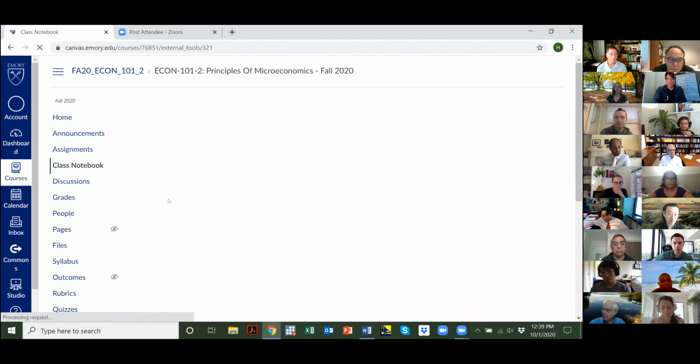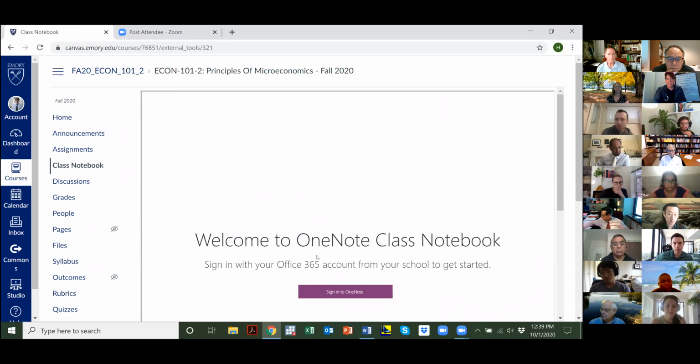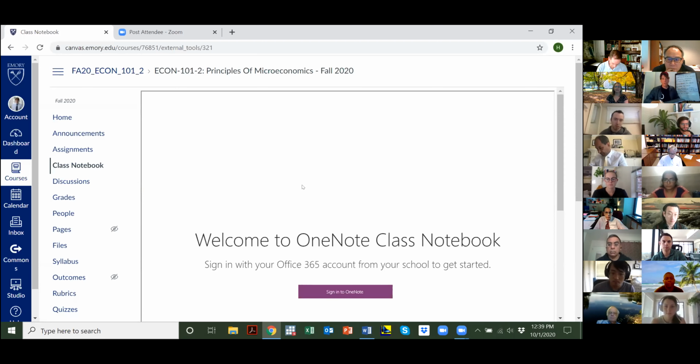And in the Class Notebook, when students log in, they sign in to their Emory Microsoft OneNote account using their Emory ID and password. And then they go into a folder and they see my notes. As I write them, they're instantaneously updated for all students who can access them at any time during Canvas. And this is a really nice feature of integration between MS OneNote and Canvas.